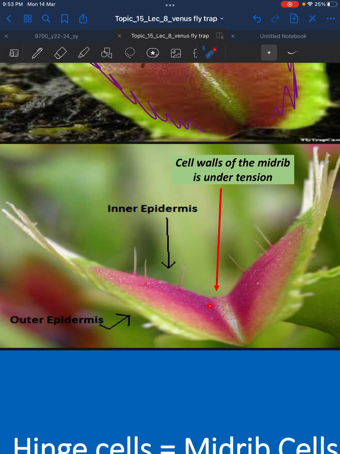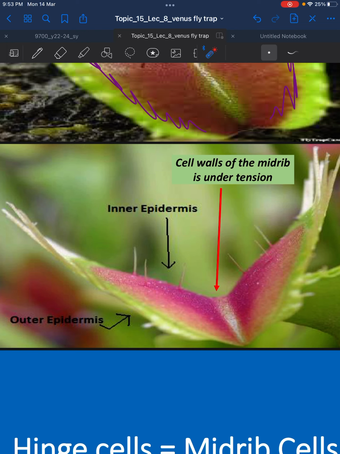So this is the inner epidermis, this is the outer epidermis, these are the sensory hairs. On each lobe there are 3 sensory hairs, and then this is the midrib, or hinge, which is under tension.